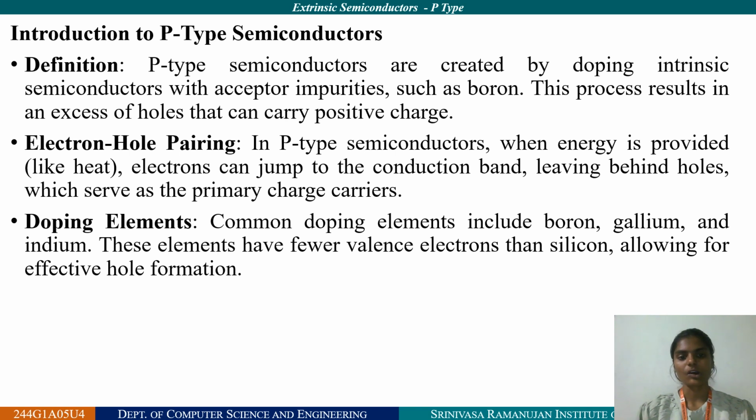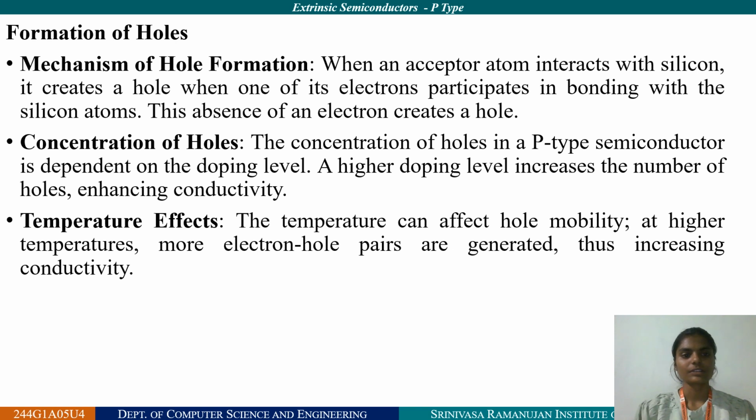Doping elements. Common doping elements include boron, gallium, and indium. These elements have fewer valence electrons than silicon, allowing for effective hole formation. Formation of holes. Mechanisms of hole formation. When an acceptor atom interacts with silicon, it creates a hole when one of its electrons participates in bonding with the silicon atoms. This absence of an electron creates a hole.